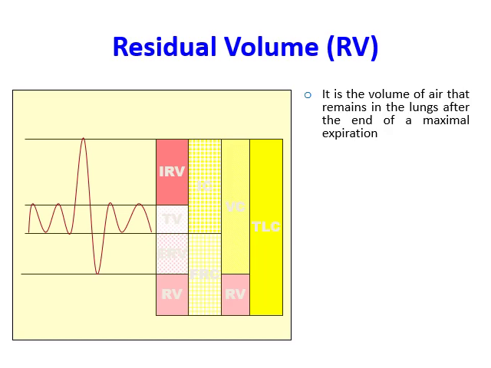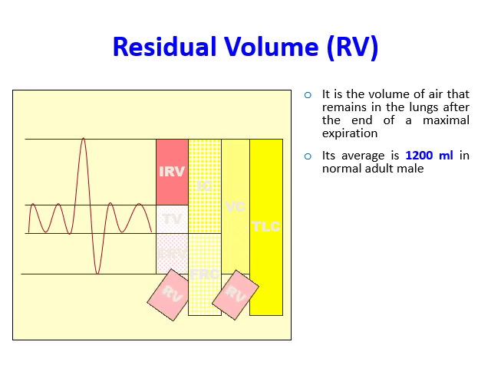The residual volume is the volume of air remaining in the lung after a maximum expiration. And how much is it? Its average is 1200 milliliters in a normal adult male. And where can you find it on the spirogram? The residual volume is this.